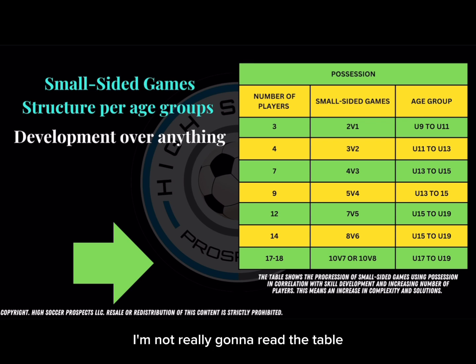This one I'm not really going to read the table, but I will give you the first one. So again, if you look at the first one, U9 to U11, the age group, number of players is 3, and you have a 2v1 situation. So again, that is a 2 to 3 year window focused on individual development, or a very small group perspective is what you could call it.